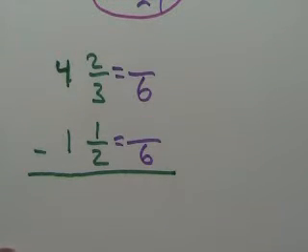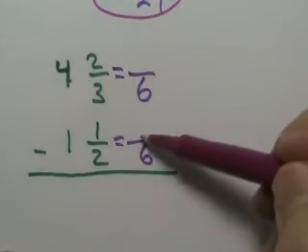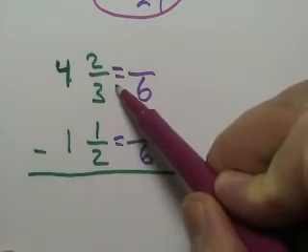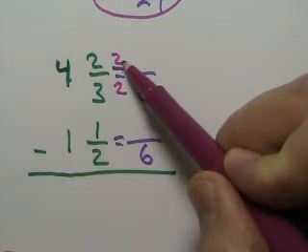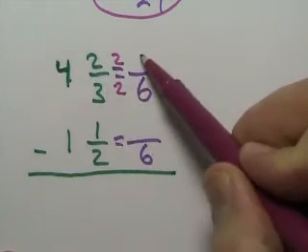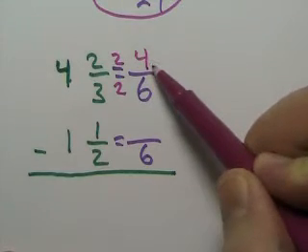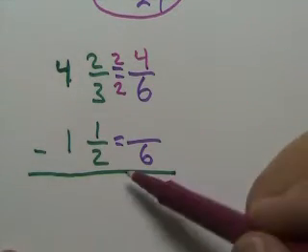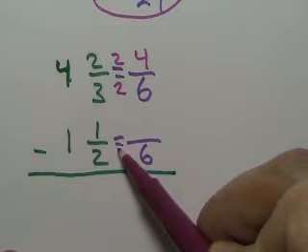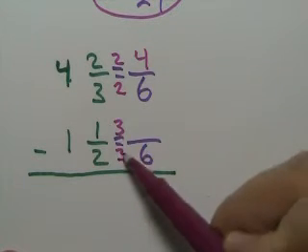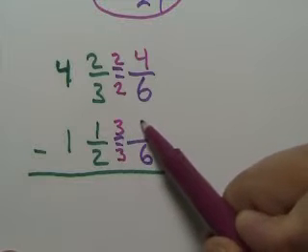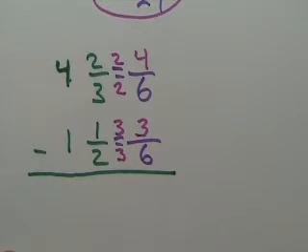Next, find my numerators. These numbers here, find those. So it's 3 times 2 is 6. So I'm going to put that number right above here. There's 2. 2 times 2 is 4. Okay, on the bottom here, 2 times 3 is 6. So I'm going to put a 3 up here. The same. 1 times 3 is 3.